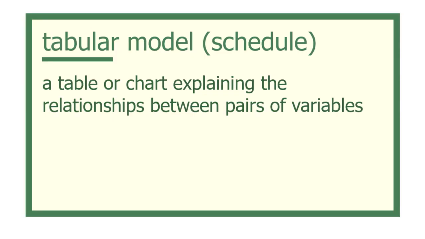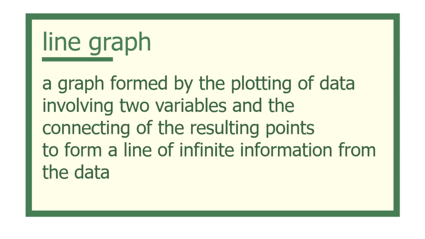The tabular model, or the schedule, is a table or chart explaining the relationship between pairs of variables. Then there's the line graph, which is a graph formed by plotting the data involving two variables and the connecting of the resulting points to form a line of infinite information from the data. Basically, a line graph provides a whole lot more data.